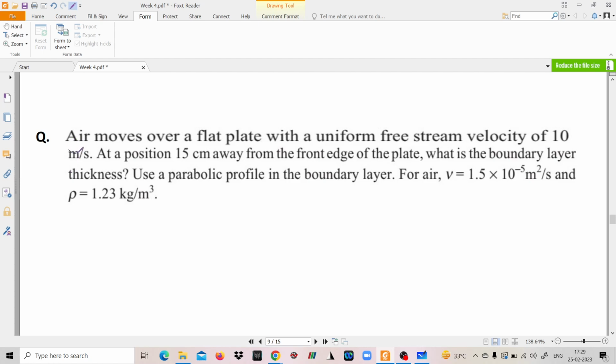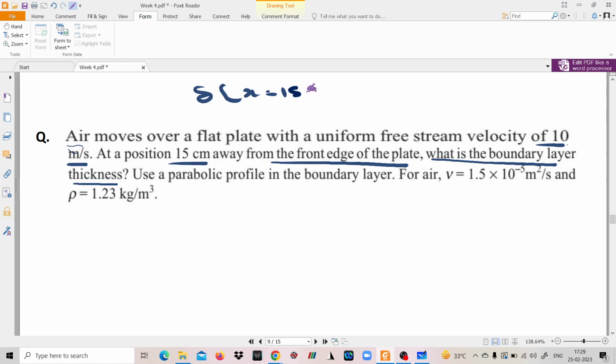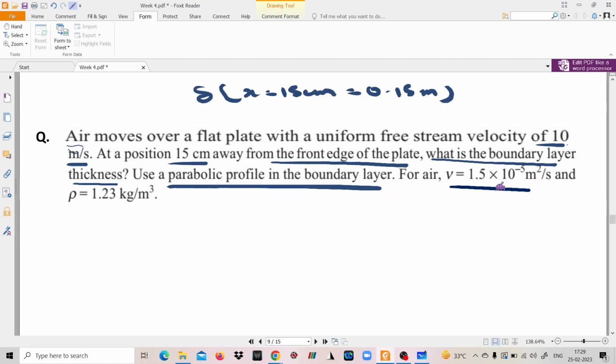So again the same fluid, air. Air moves over a flat plate with a uniform free stream velocity u infinity of 10 meter per second. At a position 15 centimeter away from the front edge of the plate, that is the leading edge, what is the boundary layer thickness? That is, you have to find delta at x equal to 15 centimeter or 0.15 meter. You have to use a parabolic profile. This is important: parabolic profile in the boundary layer. The values of nu and rho for air are given to you.